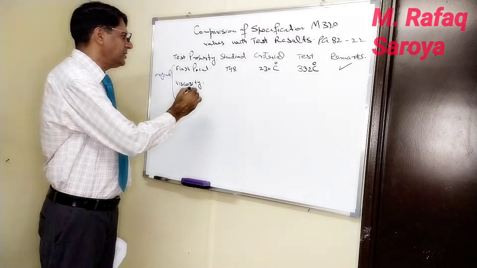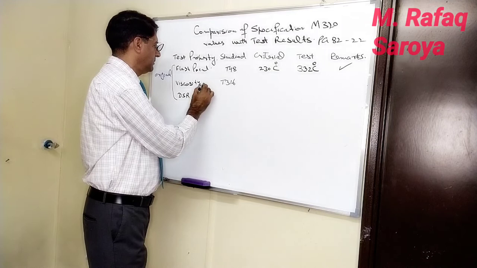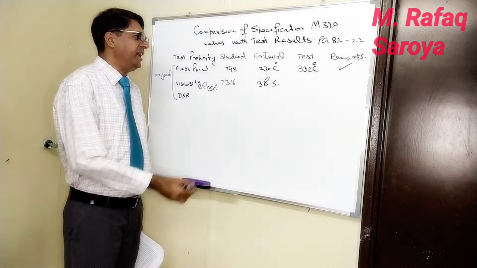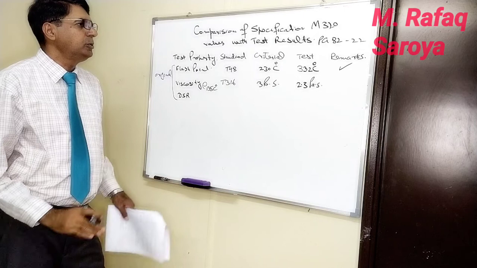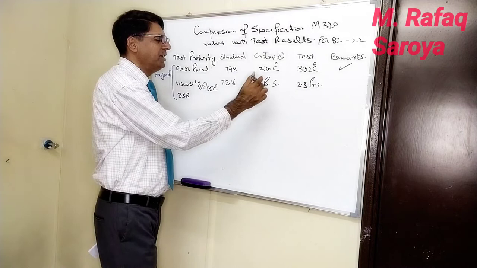Second, viscosity. Viscosity is by the rotational viscometer method, AASHTO T316. This viscosity is measured at 135 Celsius, and its maximum value should be 3 pascal-seconds. But my test result shows that its value is 2.3 pascal-seconds. This property is conducted to check the workability, in order to pump the material from the tank to the mixing plant. So for the workability characteristic, it means it is going to comply.